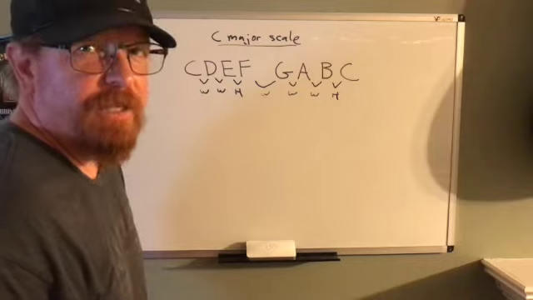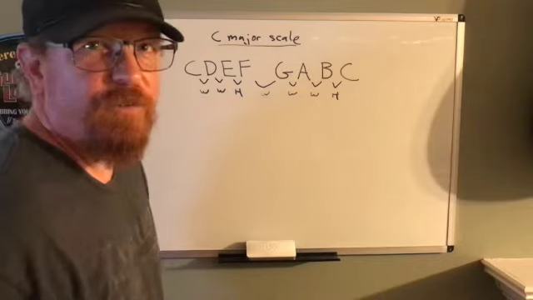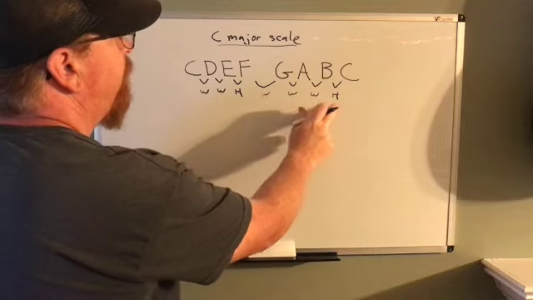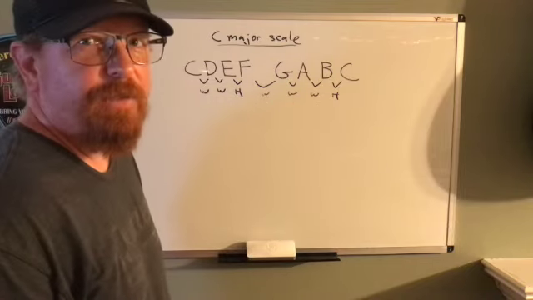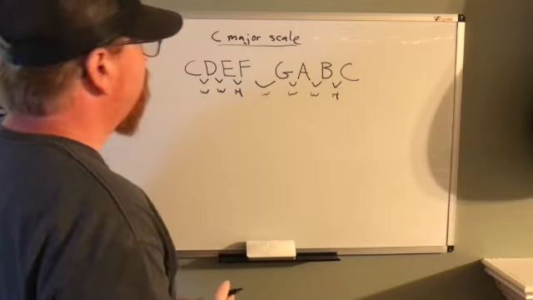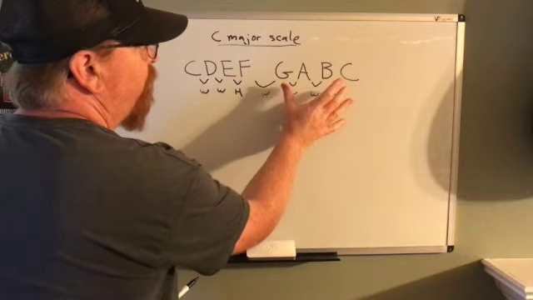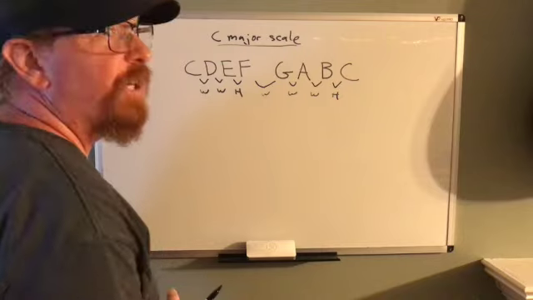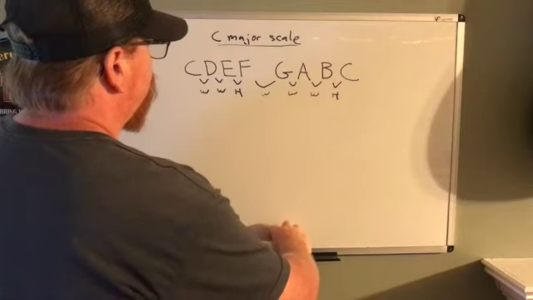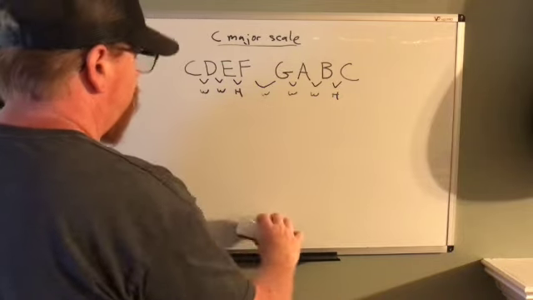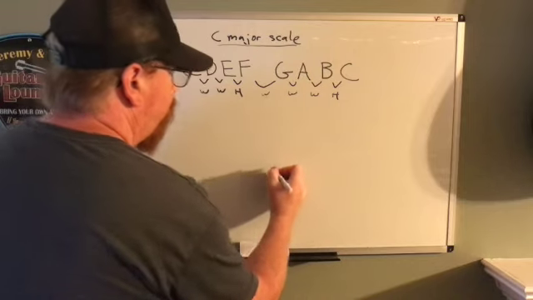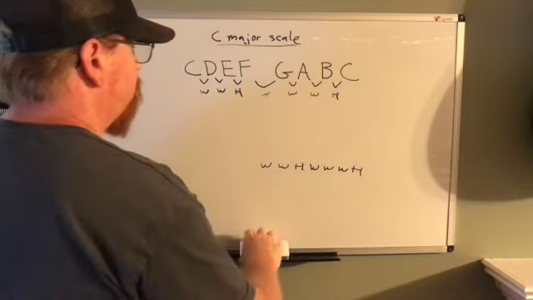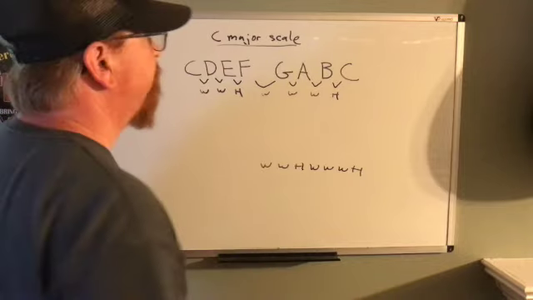So the formula now, the interval formula, is whole, whole, half, whole, whole, whole, half. Now I'll explain why that's going to be important, because we're going to start now with this tetrachord and kind of invert it, if you will. So starting with the G, well, let's actually write our formula down here so we don't forget it. All right, whole, whole, half, whole, whole, whole, half.